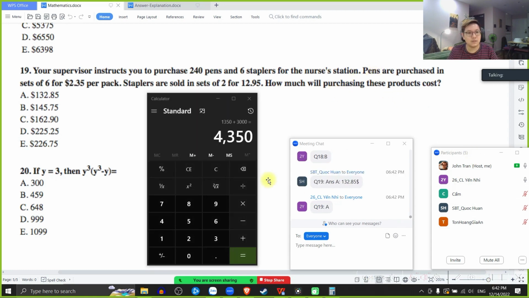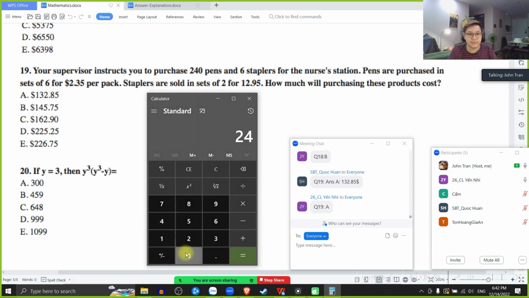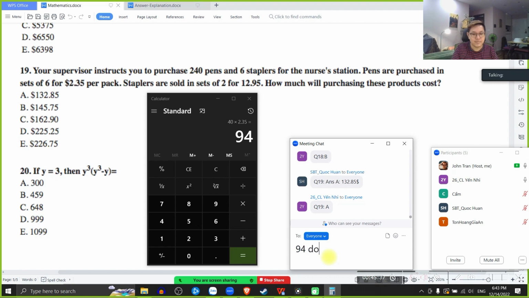Okay, let's write this one. Okay, so 6 pens are $2.35 and you need 240 pens, right? We need 240 divided by 6, so it's 40 packs at $2.35 per pack. So you should pay about $94 for the pens. Staplers, two of them for $12.95, but you need 6 staplers, so 3 times that.